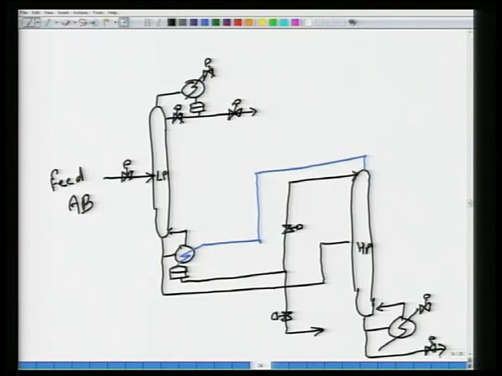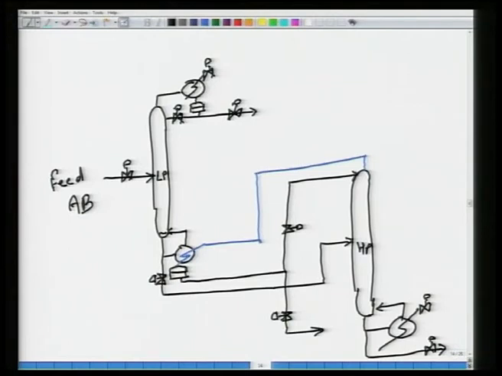We have a valve here. What about a valve here? Yeah, it is a liquid stream. So there will be a valve here, and what would this valve be used for? Probably level control. Okay.